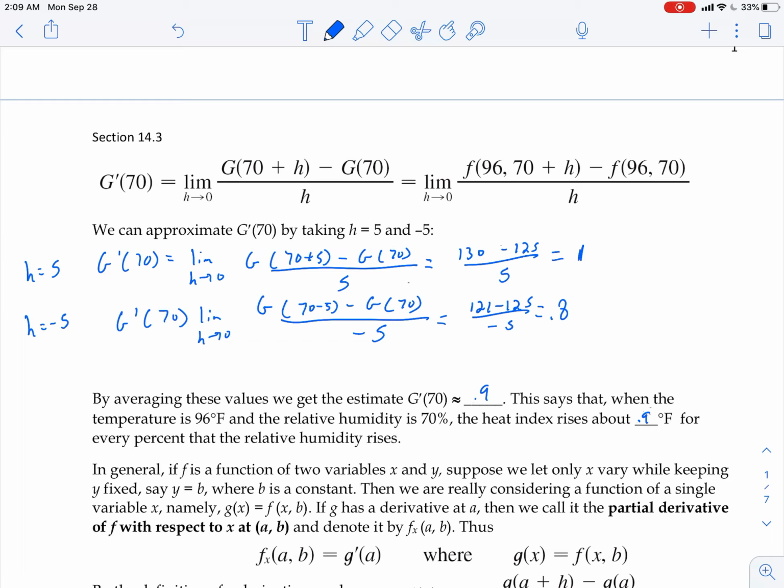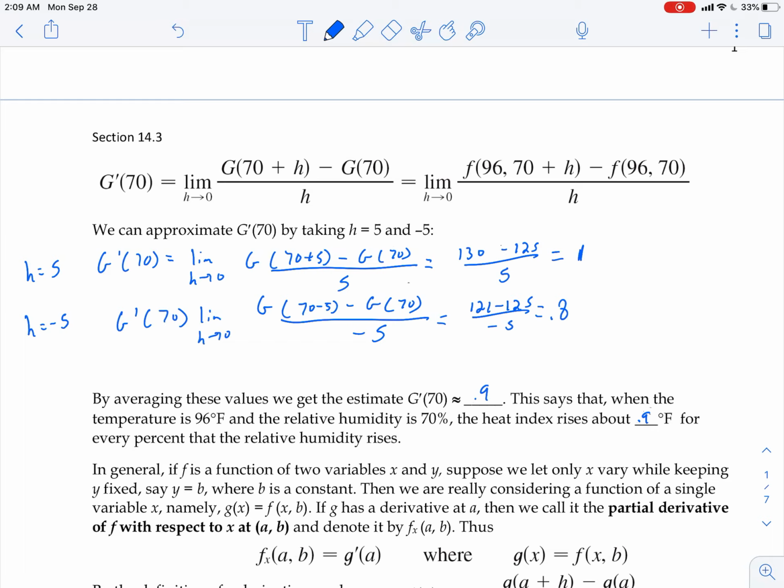In general, if f is a function of two variables, x and y, suppose we let only x vary while keeping y fixed. Say y is equal to b, where b is a constant. Then we are really considering a function of a single variable x, namely g of x, which is equal to f of x, b. If g has a derivative at a, then we call it the partial derivative of f with respect to x at (a, b), and denote it by f sub x of (a, b). Thus, f sub x of (a, b) is equal to g prime of a, where g of x is equal to f of x, b.